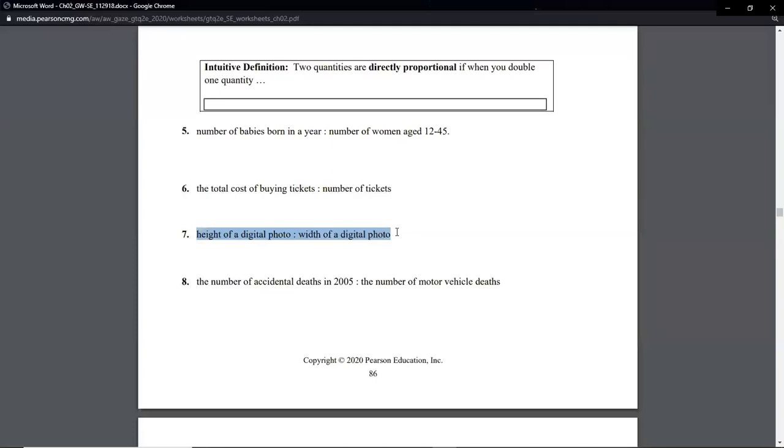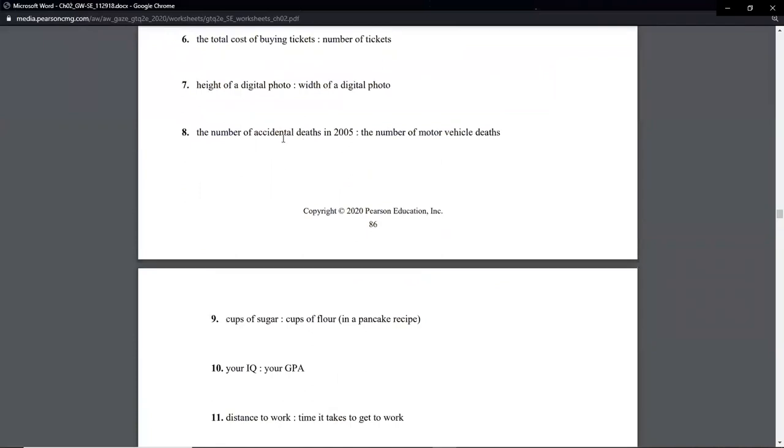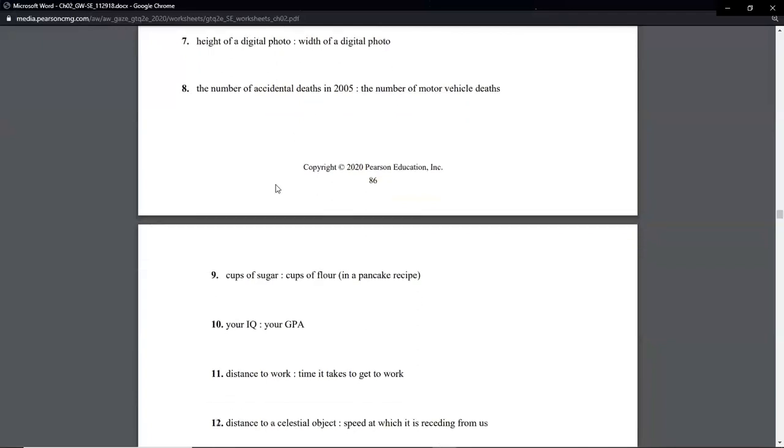So think about, all right, you get your graduation photos, you can get your 3x5s, your 4x6s, et cetera, but you always look pretty much the same in those, right? Okay. Number of accidental deaths in 2005 versus number of motor vehicle deaths. Some people will get this wrong, but think about whether these two things are absolutely related to each other or not. Accidental deaths doesn't just mean motor vehicle deaths. This could be someone falling off a building or getting struck by lightning, things like that.